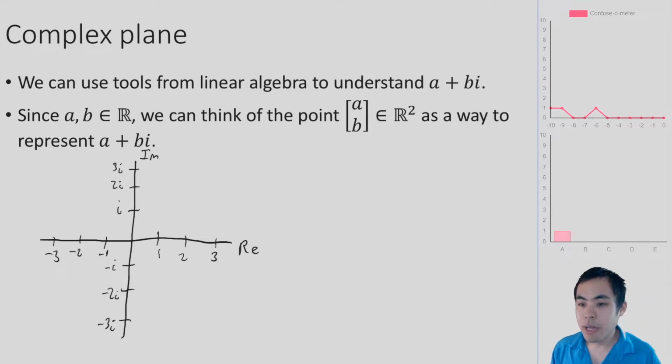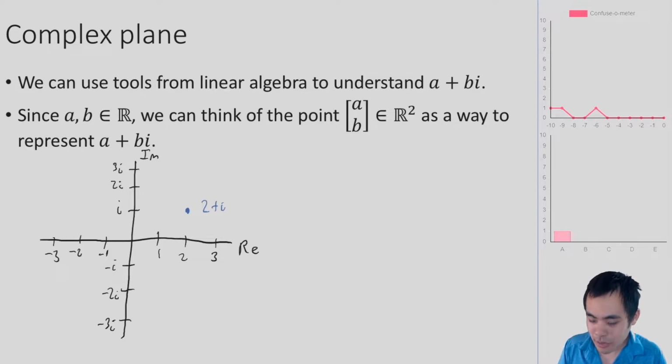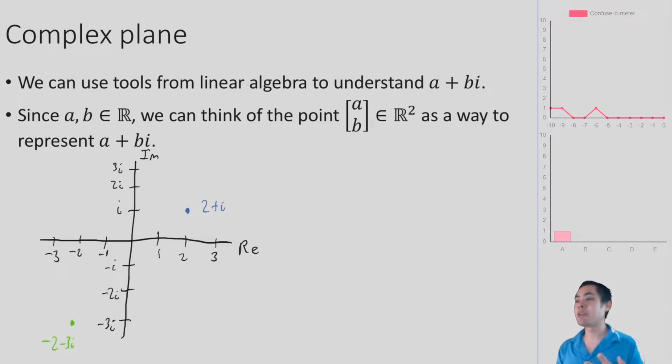Okay, so what might a point be? Well, you might have a point here, which is 2 plus i. Or you might have a point down here, which is, let's say, minus 2 minus 3i. So every complex number you can represent as a point in this complex plane.